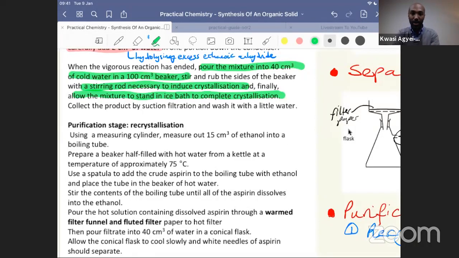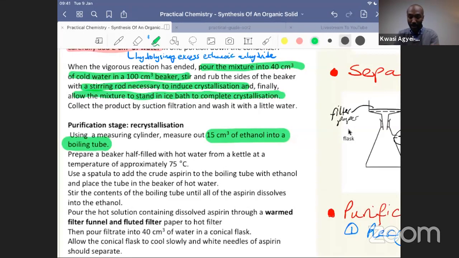crystallization. Okay, so let's look at our purification then in a bit more detail. So we're going to use a measuring cylinder and measure out 15 centimeters cube of ethanol into a boiling tube. So we are recrystallizing our aspirin from ethanol. Right? So 15 centimeters cube of ethanol in a boiling tube.